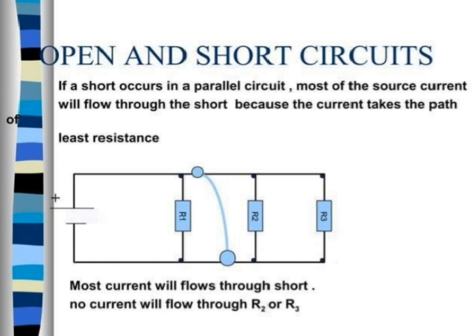If a short occurs in a parallel circuit, most of the source current will flow through the short because current takes the path of less resistance. So, if we can see here on screen, you can see R1, R2, R3. Here, most current will flow through the short.